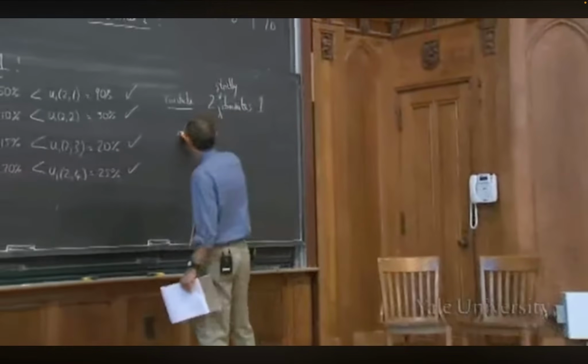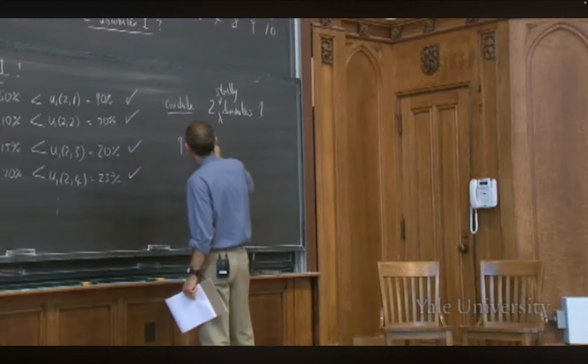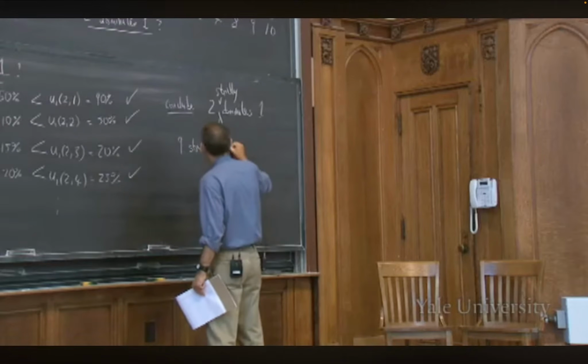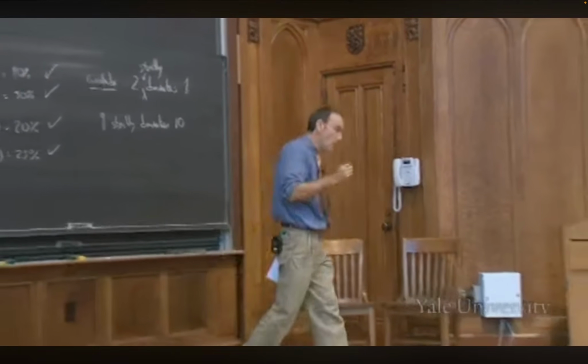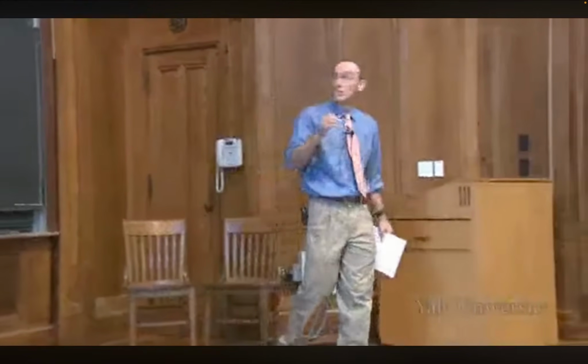All right, so similarly, 9 strictly dominates 10. And again, we're not saying choosing 2 beats choosing 1, right? 2 wins against 1, or 9 wins against 10, right? We're saying choosing 2 always does better than choosing 1, regardless of what the other person chooses. And choosing 9 is always better than choosing 10, regardless of what the other person chooses.